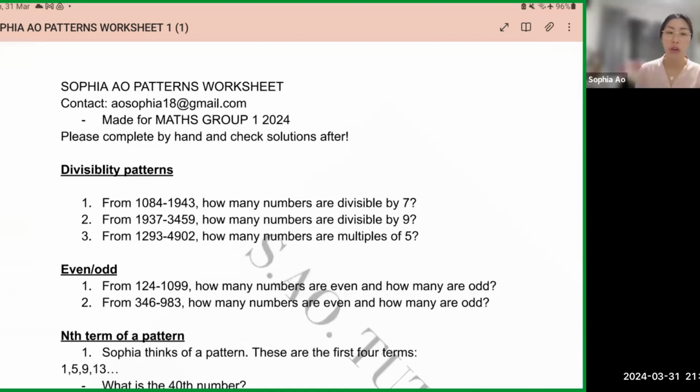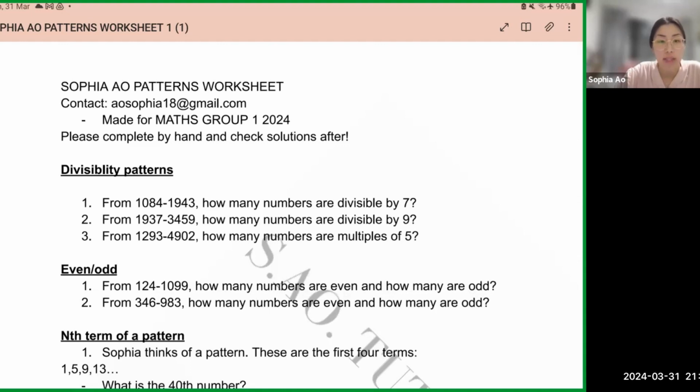Okay. So for questions 1, 2, and number 3 over here, these are all divisibility patterns. So if we look at question number 1, it says from 1084 to 1943, how many numbers are divisible by 7?